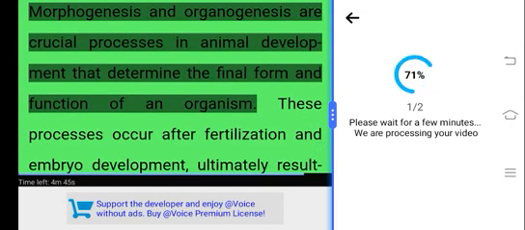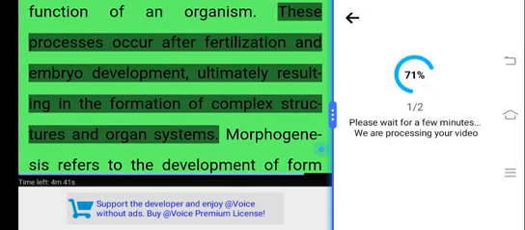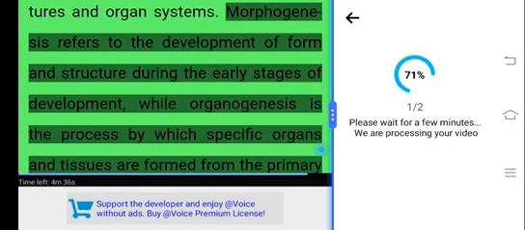Morphogenesis and organogenesis are crucial processes in animal development that determine the final form and function of an organism. These processes occur after fertilization and embryo development, ultimately resulting in the formation of complex structures and organ systems. Morphogenesis refers to the development of form and structure during the early stages of development, while organogenesis is the process by which specific organs and tissues are formed from the primary embryonic layers.